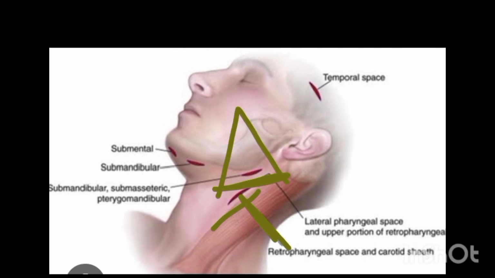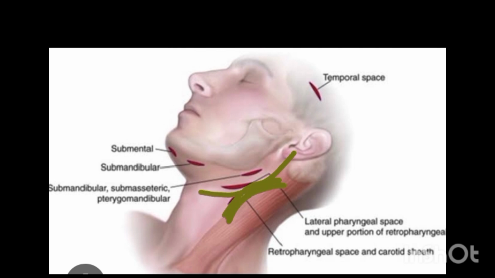So here you can see the location of the retropharyngeal space. This is the retropharyngeal space and this is the parapharyngeal space. So an infection from the retropharyngeal space may spread into the parapharyngeal space also. These are the two spaces.